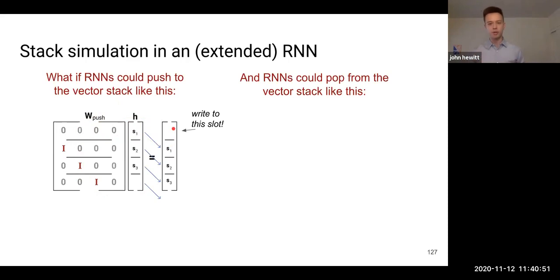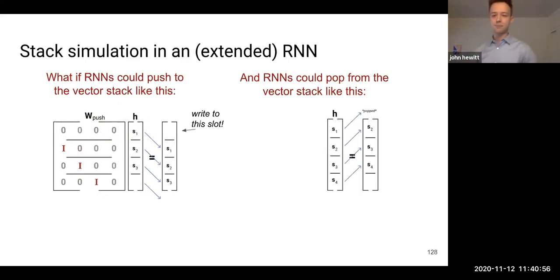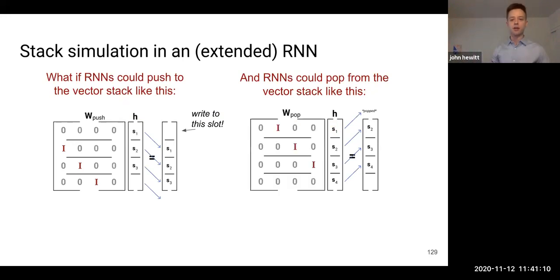But we also need to pop, and it'd be nice if we could pop from the vector stack like this, where you shift everything back up, right? It's the natural operation, and so when you shift up, whatever was in the first slot is poof, vanished, erased, because there's nowhere for it to be stored. And you can do this as well, right? So now it's again just like the identity matrix, but pushed up by k dimensions, and it does exactly what you want it to do.